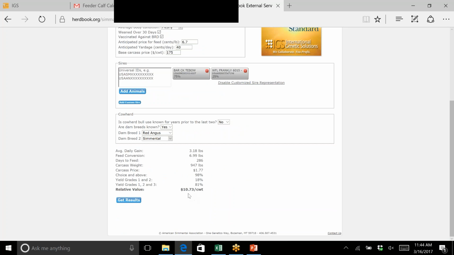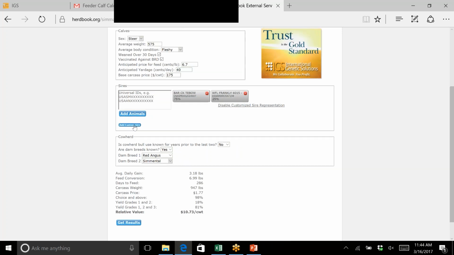And that's not a surprise to me that would go higher because, again, while this bull is good within his Red Angus population, the Tebow bull is excellent within the Simmental population, and so he went up just a little. So I want to show you how I would add in a custom sire.